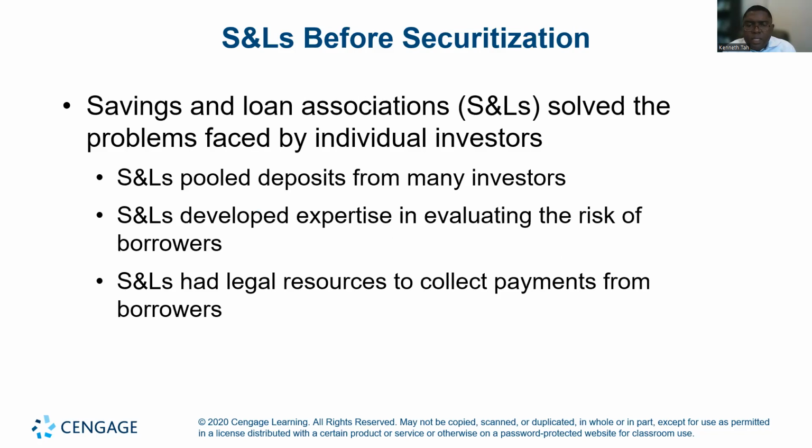So savings and loans came on the scene, and they were able to extend loans to individuals who were in need of money for their homes. This was possible because savings and loans would pool deposits from many investors. Once they did that, they had enough money to lend. They also developed expertise in evaluating the risk of borrowers, something that individuals could not do. They also had the legal resources to collect payments from individuals. So they came in to close the gap that was there before.